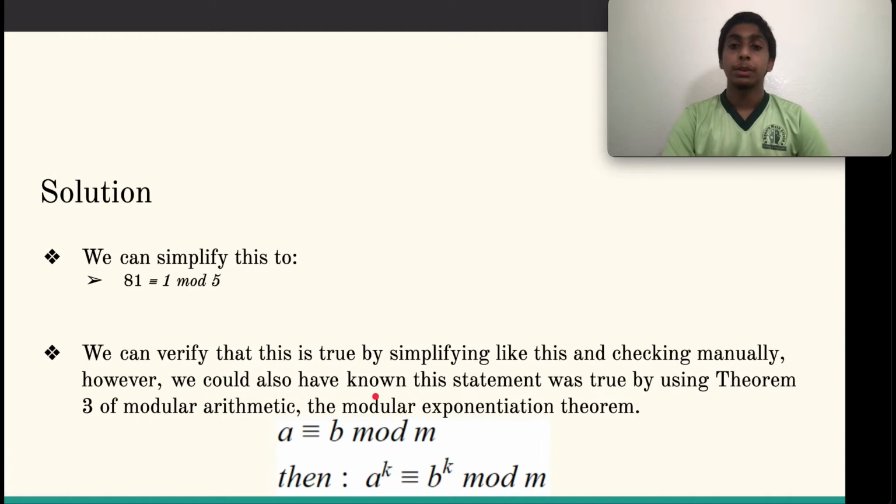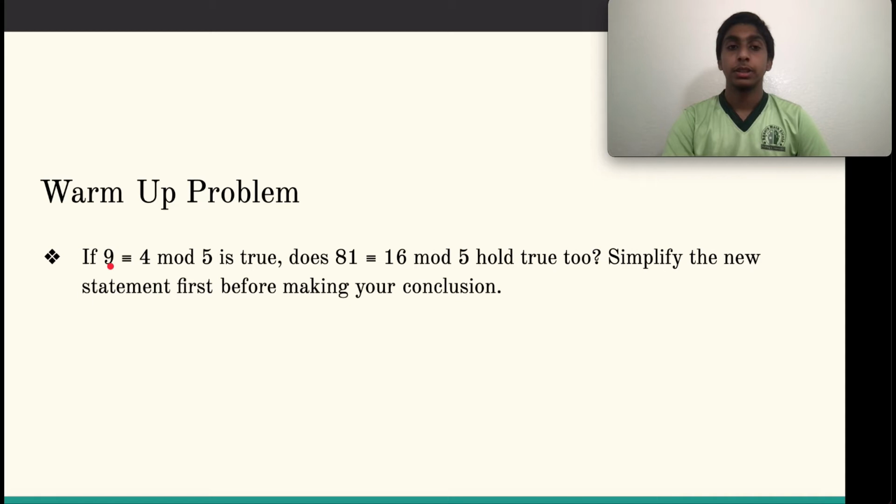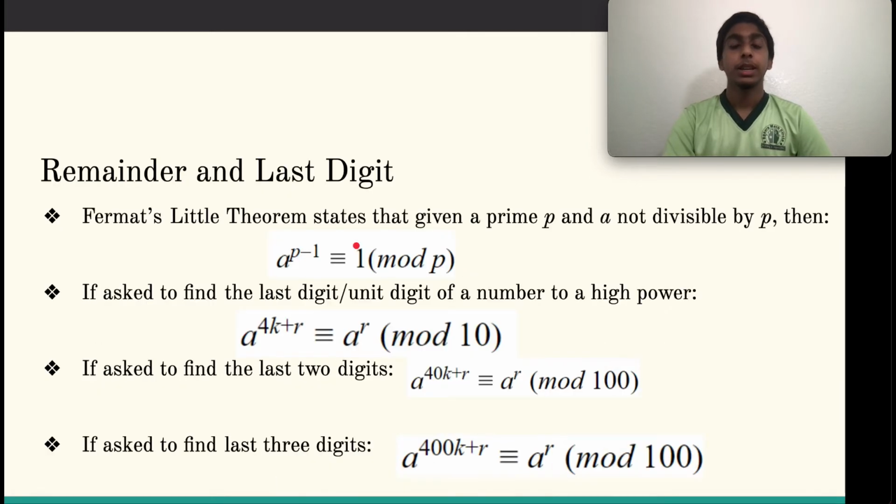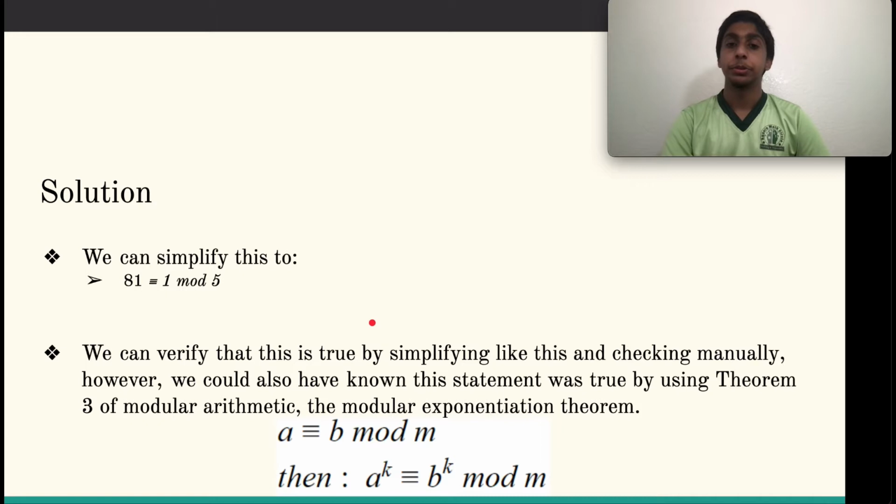However, we could have also known this statement was true by using theorem 3 of modular arithmetic, the modular exponentiation theorem. This theorem says that if a is congruent to b mod m, then a to the power k is congruent to b to the power k mod m. If you look carefully here, you would have seen that we raised 9 to the second power to get 81. So 9 squared is 81, and 4 squared is 16. That's how we got this new statement, and it has to hold true because of the theorem that we learned before. So your answer for that one was yes, this is true.